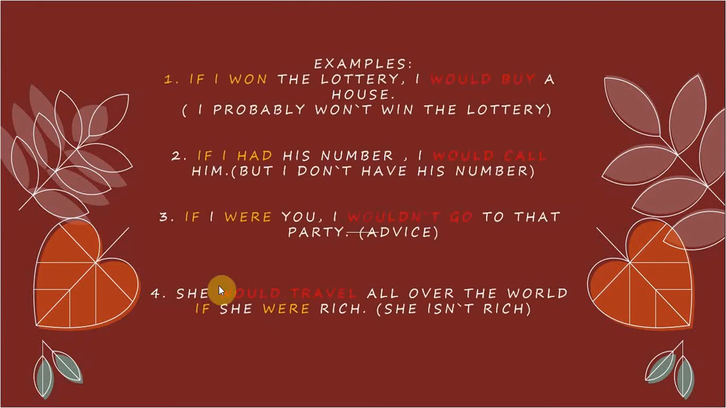Here are some more examples. If I won the lottery, I would buy a house. I probably won't win the lottery. So, if I won the lottery, I would buy a house.